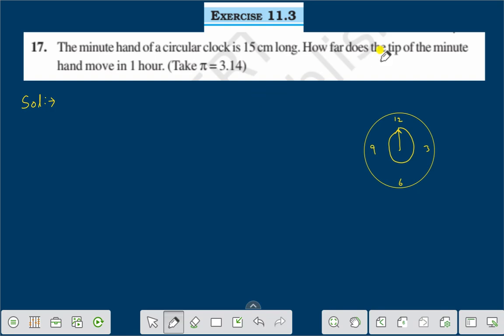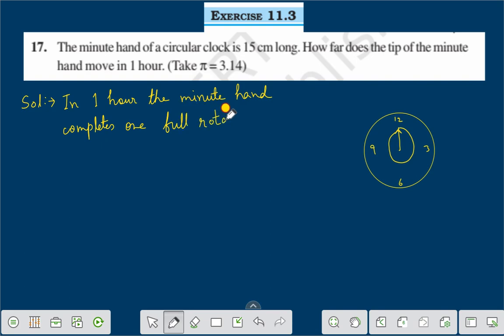The question was, how far does the tip of the minute hand move in 1 hour? That means we find this distance, because in 1 hour the tip of the minute hand completes one full rotation, because this is the minute hand.